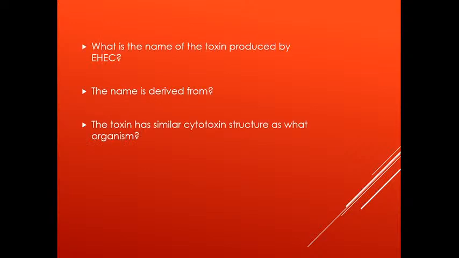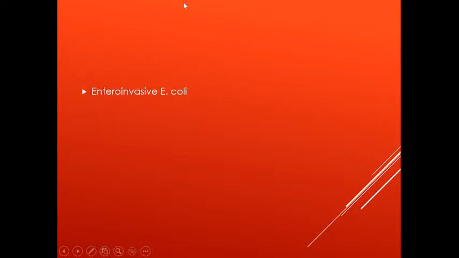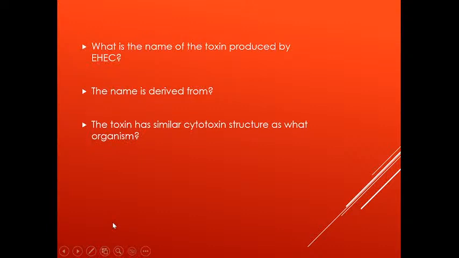Okay, now let's talk about toxins some more, but in this case it's for enterohemorrhagic E. coli. The other name for the toxin produced by EHEC is the verotoxin. This is derived from Vero cells that have been taken from African green monkey kidney cells. Okay, and the toxin has a similar biochemical structure to the Shigella dysenteriae cytotoxin, which we will discuss in a couple of minutes.